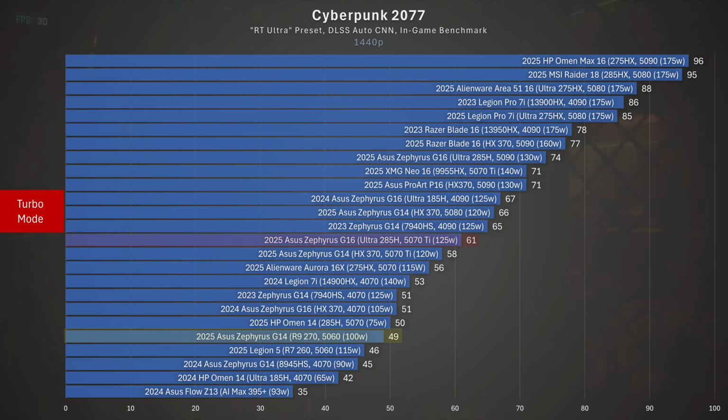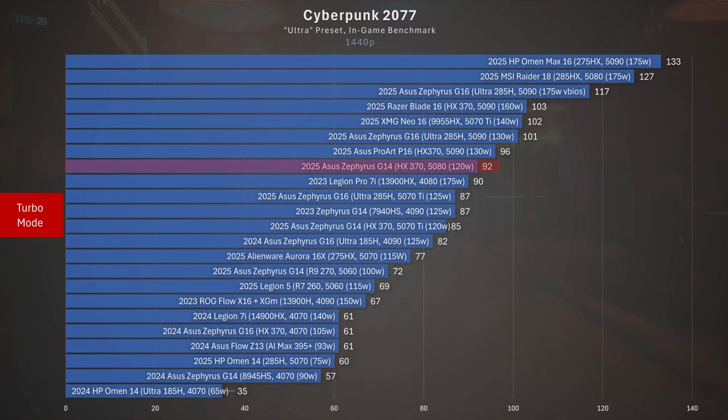So the Ultra preset, we're getting 92 FPS on the 5080, 85 FPS on the 5070 Ti, 72 FPS on the 5060, which is not a bad result. That actually puts it pretty far ahead of some RTX 4070 laptops.